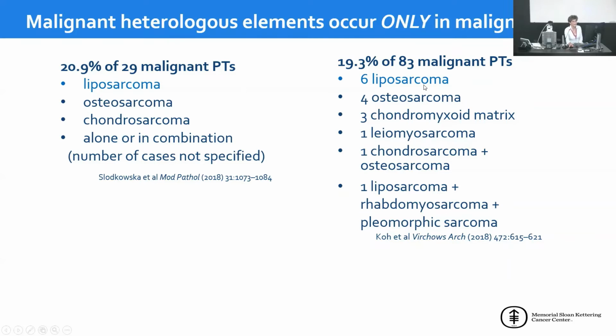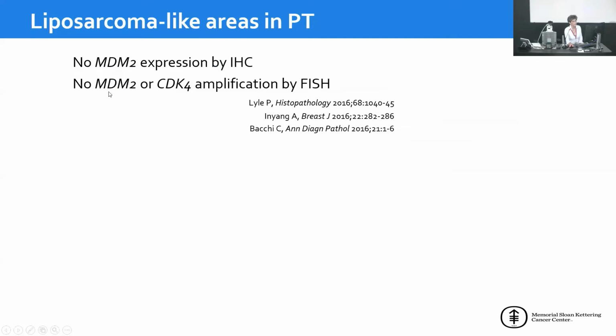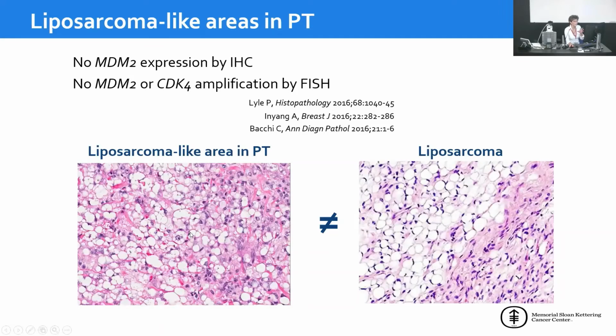Now, I highlighted the liposarcoma because our thinking about a liposarcomatous component in a phyllodes tumor has changed substantially. Some studies that have done microdissection of those liposarcomatous areas in malignant phyllodes tumor, or immunohistochemistry, have found that none of the genes or molecules that are typically found in liposarcomas are expressed in these tumors. So they look like liposarcomas. Actually, they have perfect lipoblasts, right? But they're not true liposarcomas and don't behave like that.